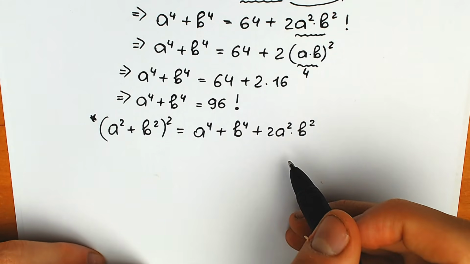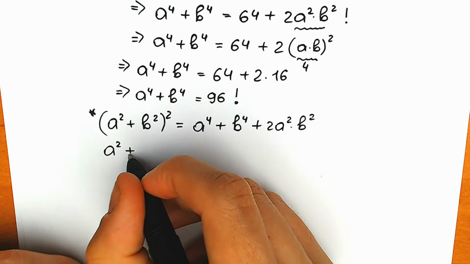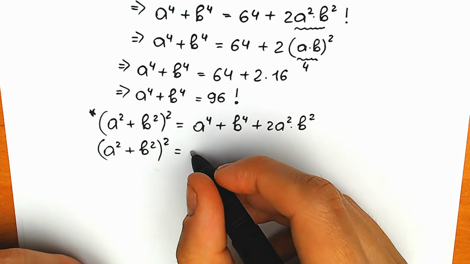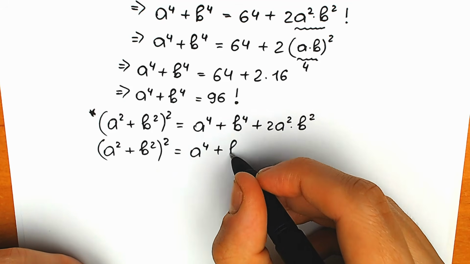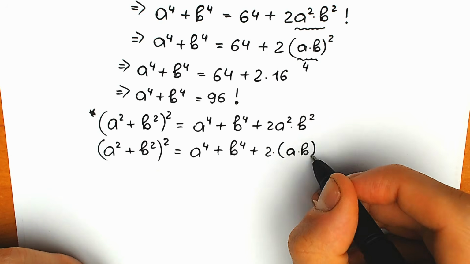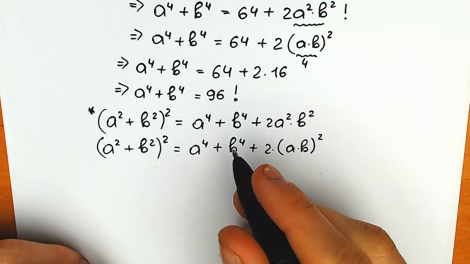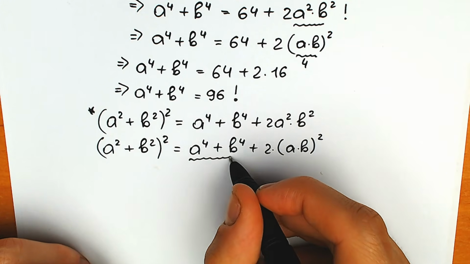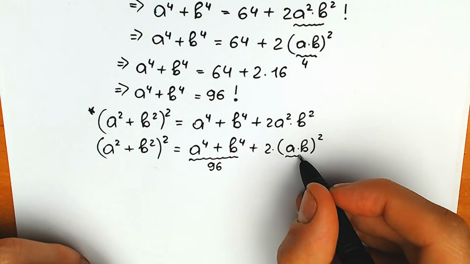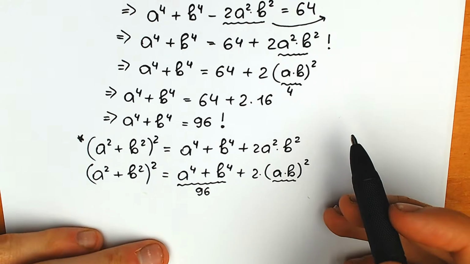Right now, let's do the same logic with this product. So we have (a square plus b square) to the power 2 equal to a to the power 4 plus b to the power 4 and plus 2 times (a times b) in parentheses to the power 2. And right now, let's look closely. What do we know from here? a to the power 4 plus b to the power 4, we know it equals 96. This product a times b equals 4. This is our expression from the beginning.